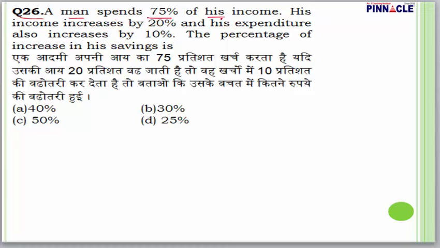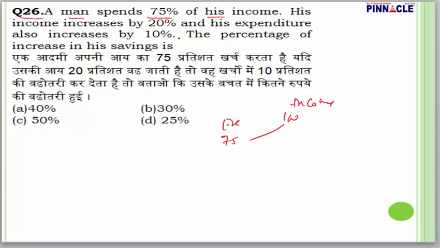75% of his income. His income increases by 20% and his expenditure also increases by 10%. The percentage of increase in his saving would be how much? 100 rupees income, 75 expenditure. This is the first case.